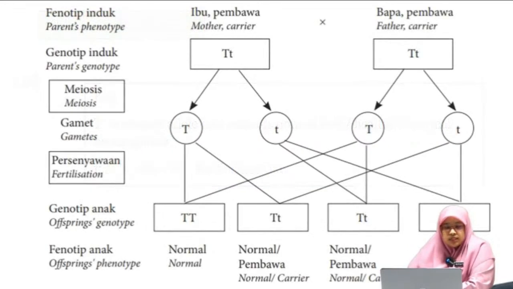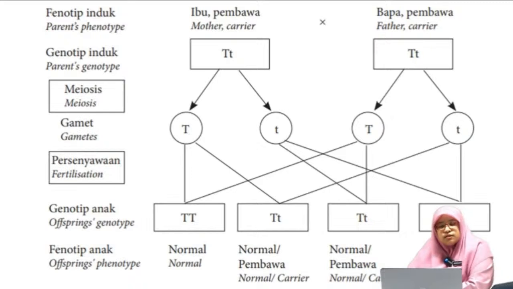Then you have to draw the schematic diagram, which has parents' phenotype, parents' genotype, meiosis, gametes, fertilization, offspring genotype and offspring phenotype. If you write down the parents' phenotype, mother carrier crossed with father carrier, you get 1 mark. Parents' genotype, heterozygous crossed with heterozygous, you get 1 mark.